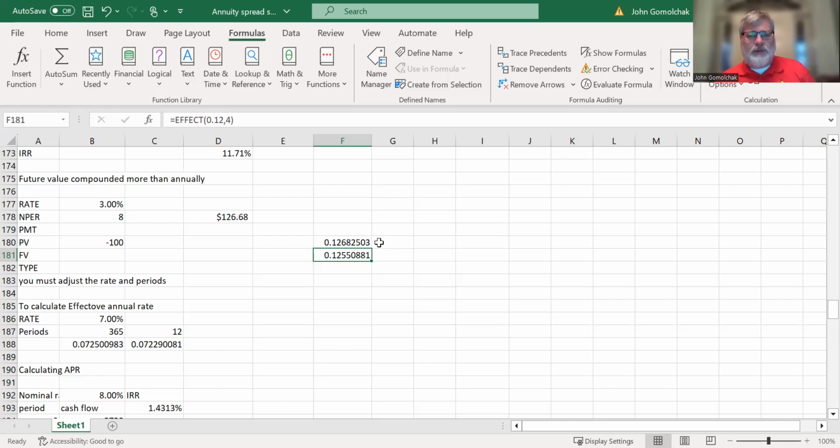So this one is going to be much higher because it is compounded monthly. This one is compounded quarterly. So because this is going to have much more compounding of interest, it's going to be higher. Okay, so we'll move past that.